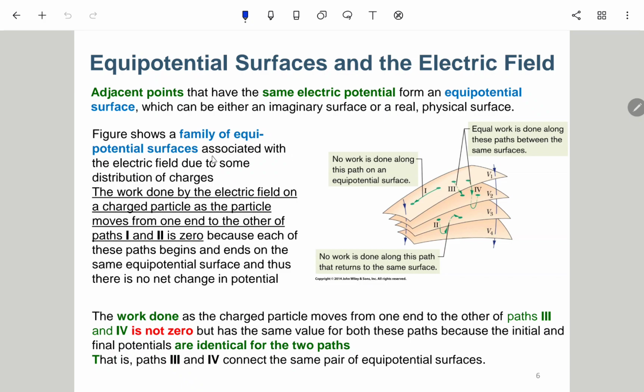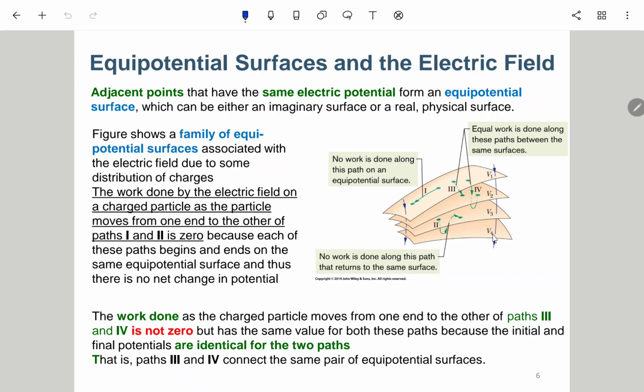Okay, so here it says, the work done. So it says the figure shows a family of equipotential surfaces associated with the electric field due to some distribution of charges. The work done by the electric field on a charged particle as the particle moves from one end to the other of path 1 and 2 is 0. Okay, so let's see what it means. Okay, so here we have 4 equipotential surfaces, V1, V2, V3, and V4.